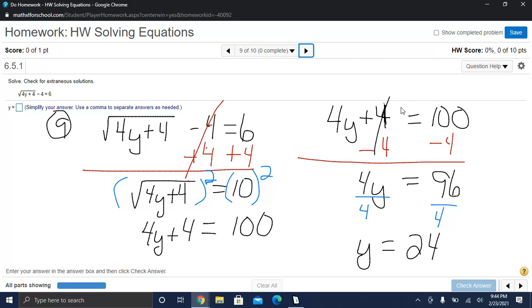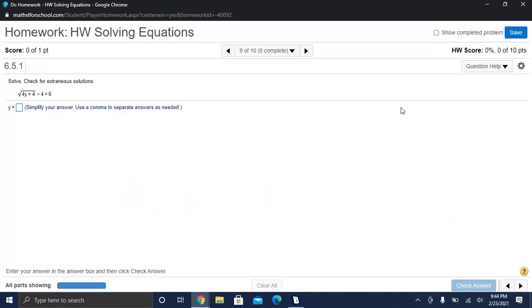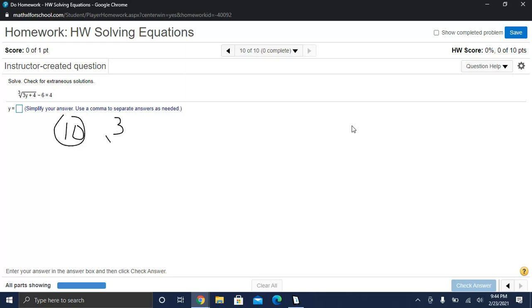You should check it and make sure that it works. You could do that with a calculator. 24 does check. And we have one last problem. Number 10, you'll have a problem with a cube root for number 10. So mine is the third root of 3y plus 4 minus 6 equals 4. So again, we want to get the radical by itself.